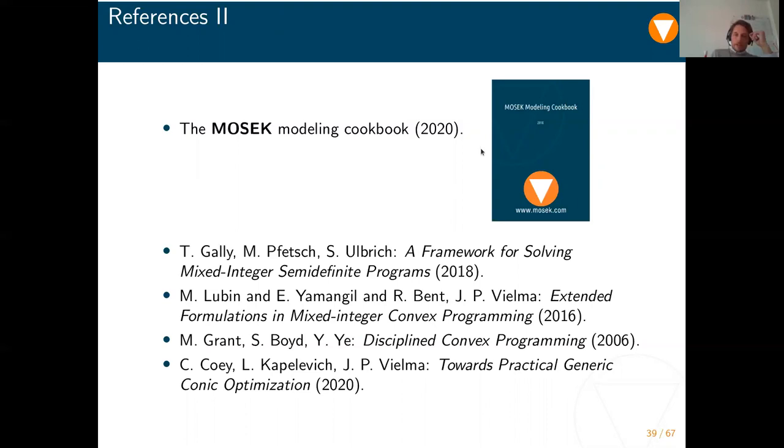This is basically a collection of modeling tricks that we update continuously and which is freely available on the Mosek website. So if you're interested in that, just go to the Mosek website and you will find a way to get a free copy of this book, a digital copy.